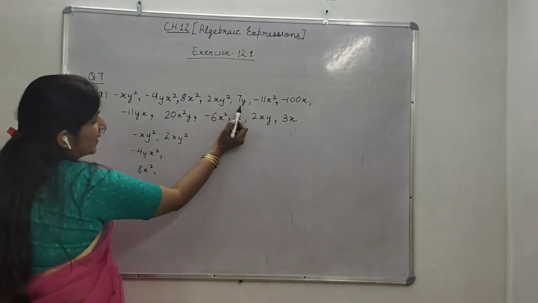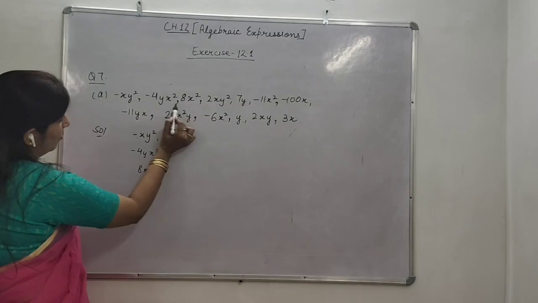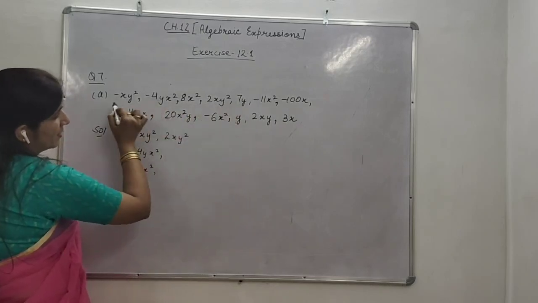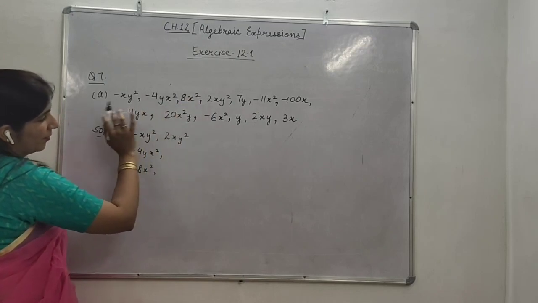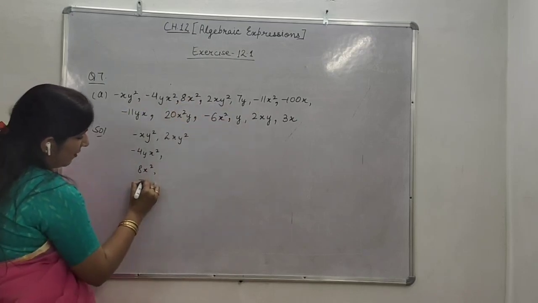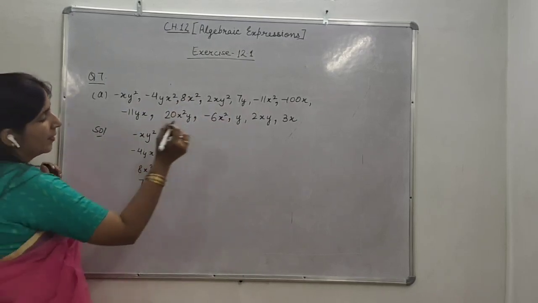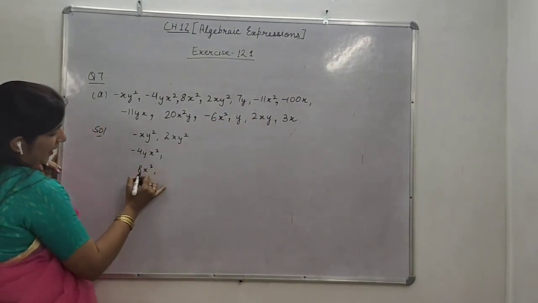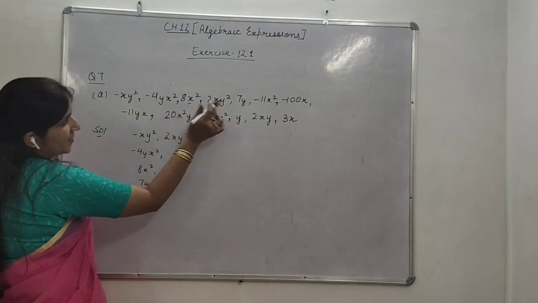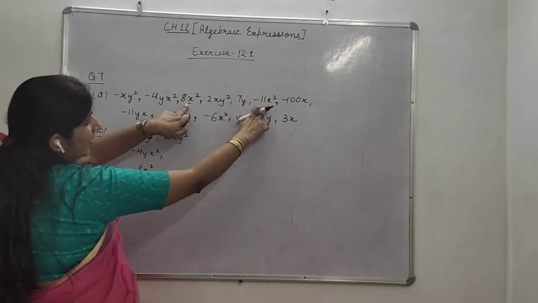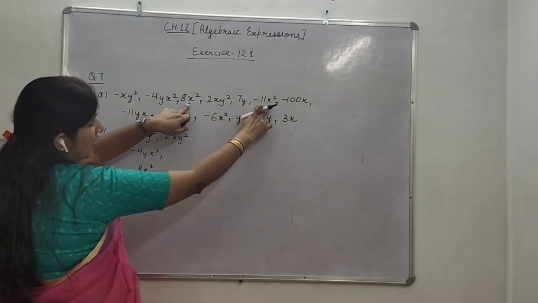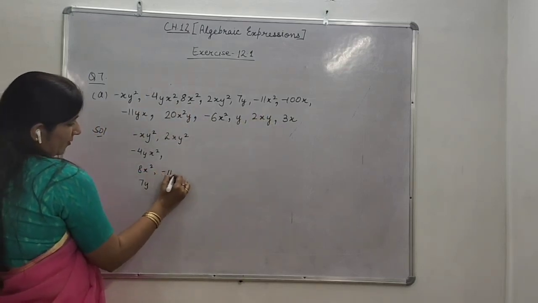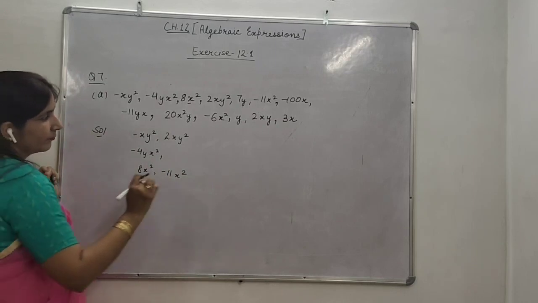Okay. So now next is 7y. So it is different. It is not the same as the already counted terms. So we can write it separately, 7y. Now next is minus 11x square. So here we have written x square. You can see this and this term, they have same algebraic factors, means these 2 are like terms. So we can write it along with the 8x square, because they are like.